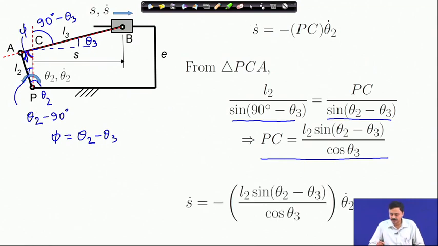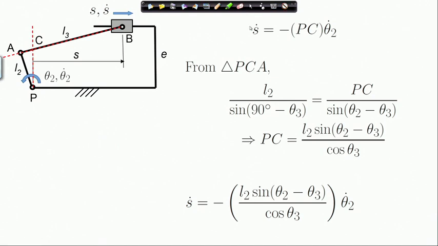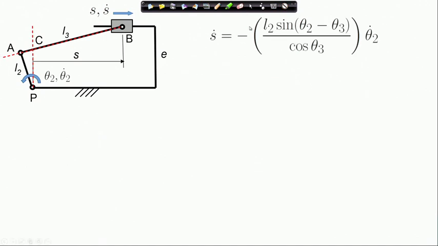So, therefore, if I substitute this expression, then S dot is equal to minus of this expression, this P c times theta 2 dot. So, we have found the relation between S dot and theta 2 dot. So, this is our relation.